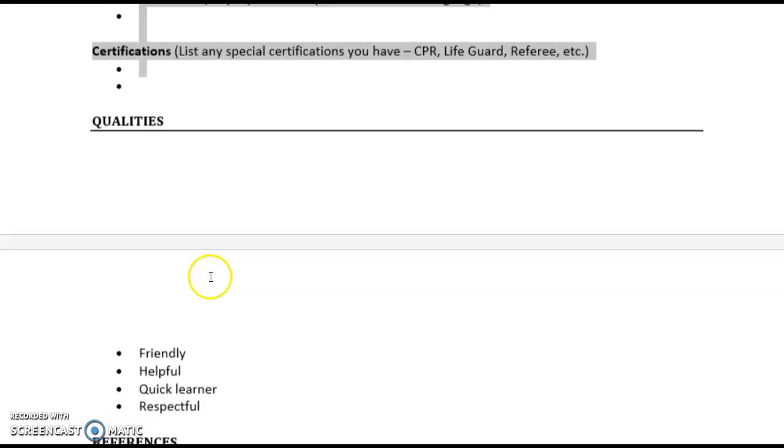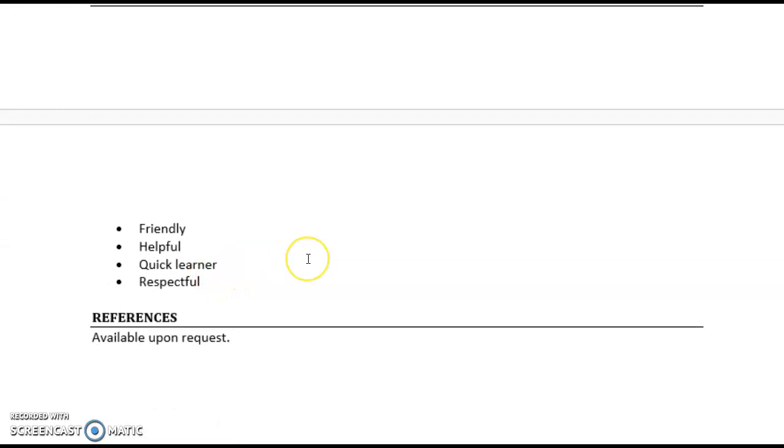The qualities section goes on to a second page. Remember, your resume is only one page. So again, if people have a lot of applications and they have to weed out applicants, this might be one of the things that leads to your application not being chosen. So we want to get it right.